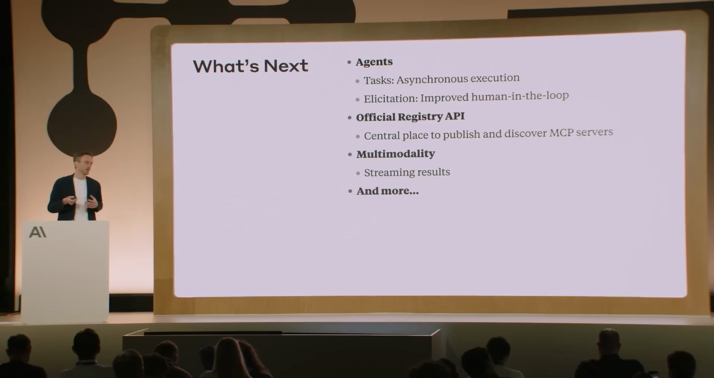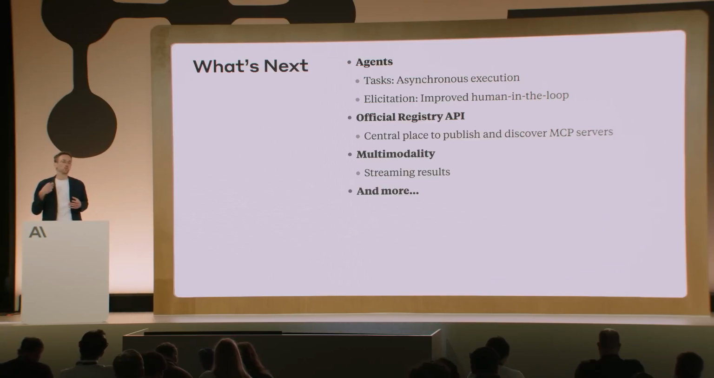First and foremost, we're going to build an official registry to make sure there's a central place where you can find and publish MCP servers, so that we can really have one common place where we look for these servers, but also allow agents to dynamically download servers, install them, and use them. And then, of course, we're thinking more about multimodality, and that can be, for example, streaming of results, but that can have other aspects that I just don't want to go into details about yet.